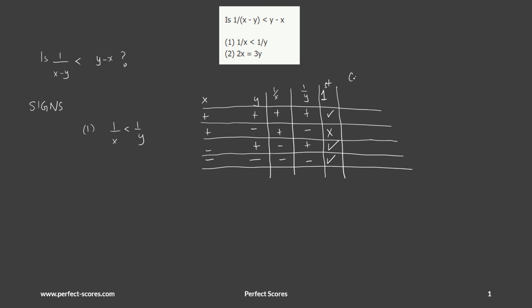So let's see our condition. Our condition is 1 over (x minus y). Is it less than y minus x? I'm going to push the table a little bit to the right side. What is going to be 1 over (x minus y)? We just have to see whether it's going to be positive or negative. A positive number minus a positive number can be either positive or negative, so it can be both. Similarly, y minus x, which is again two positive numbers, positive minus positive, can be positive as well as negative.